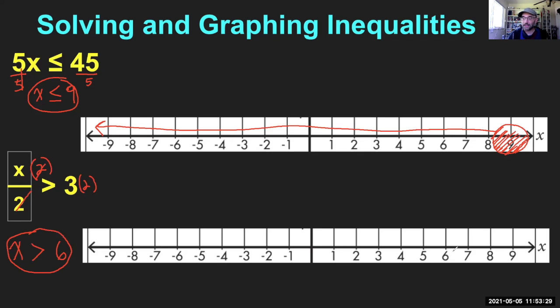So I come over to 6, put a circle around it, and this is greater than, it's not greater than or equal to, so I leave this as an open circle, and I'm going to draw the arrow this direction, because these are all the numbers that are greater or bigger than 6, and also it's the same direction that this arrow is pointing. Easy, right? I think so.